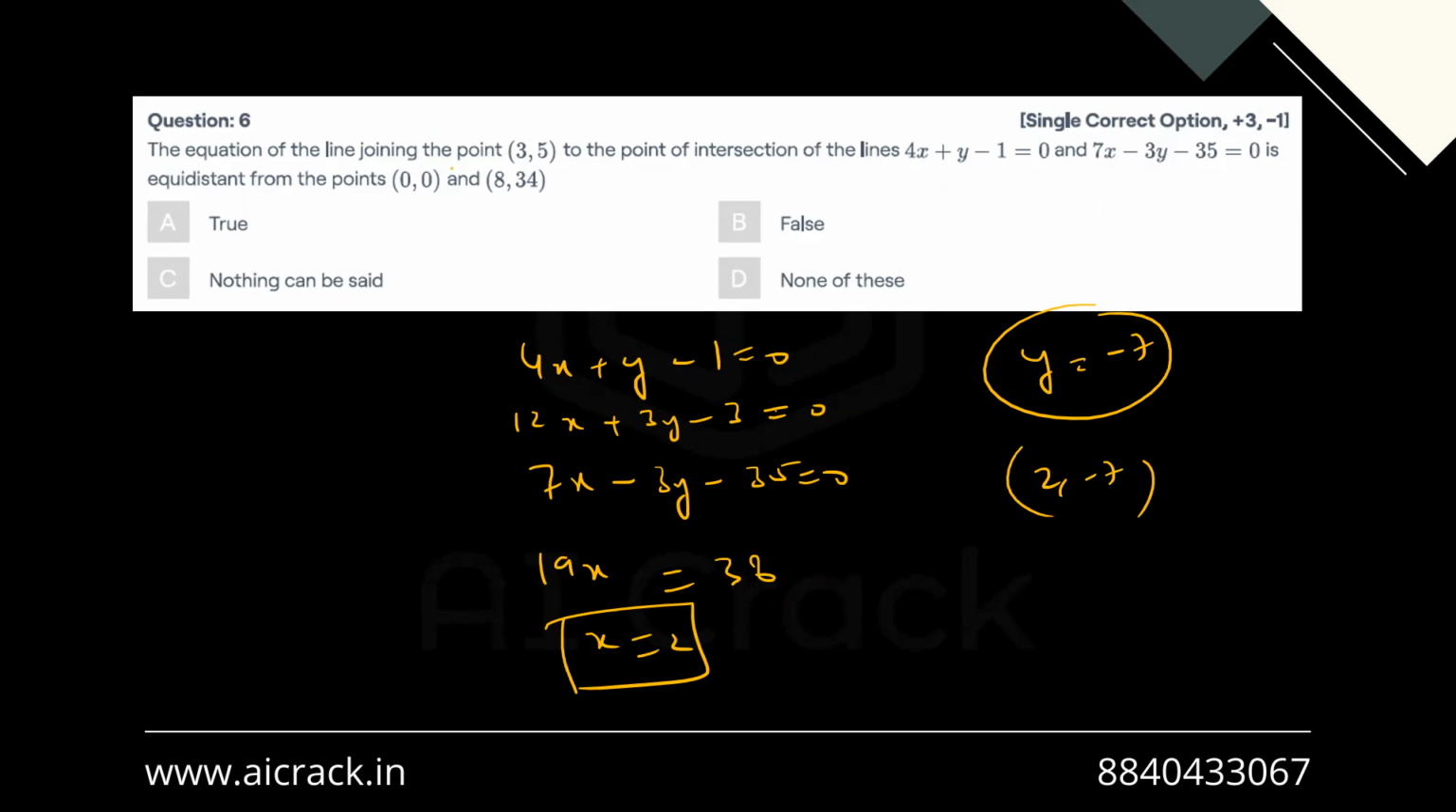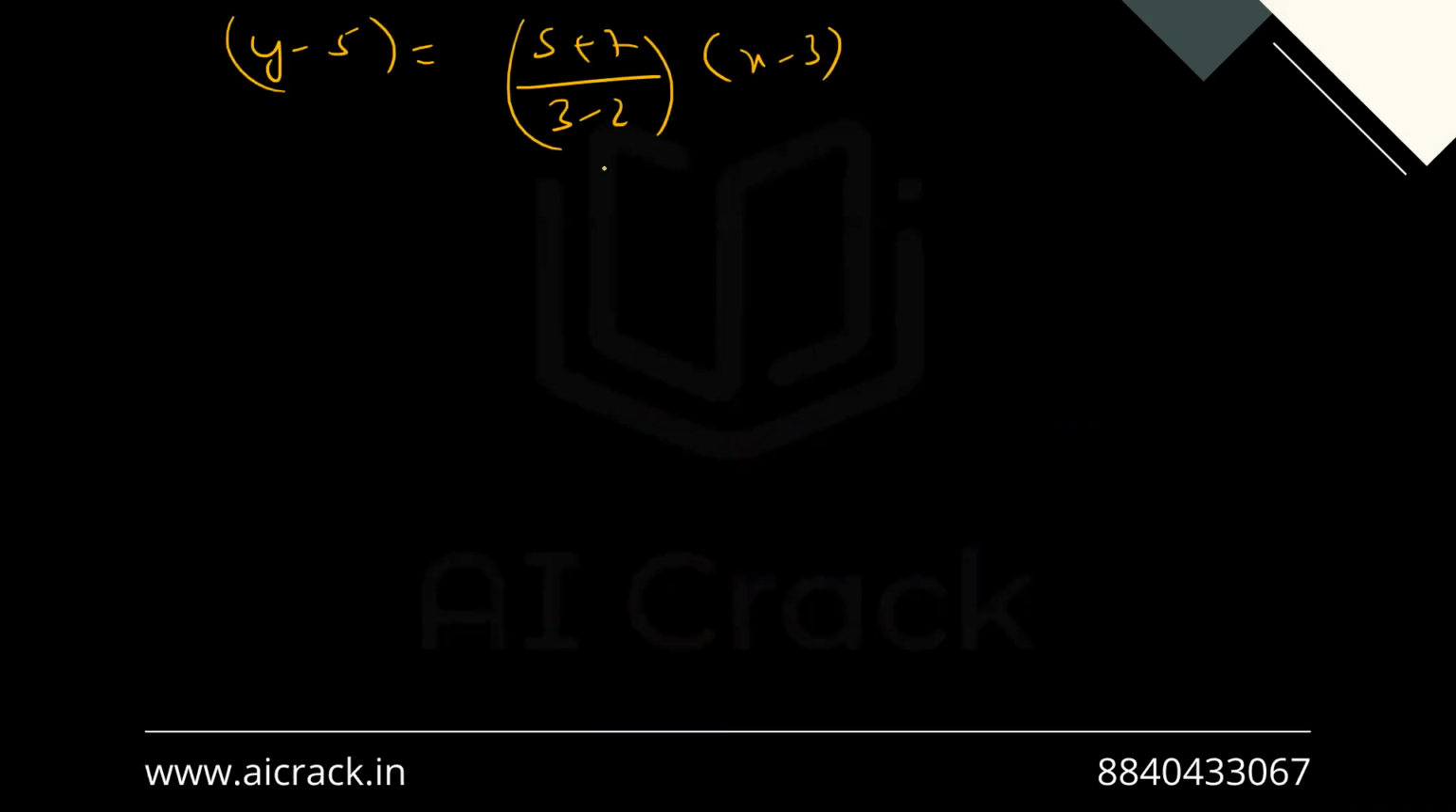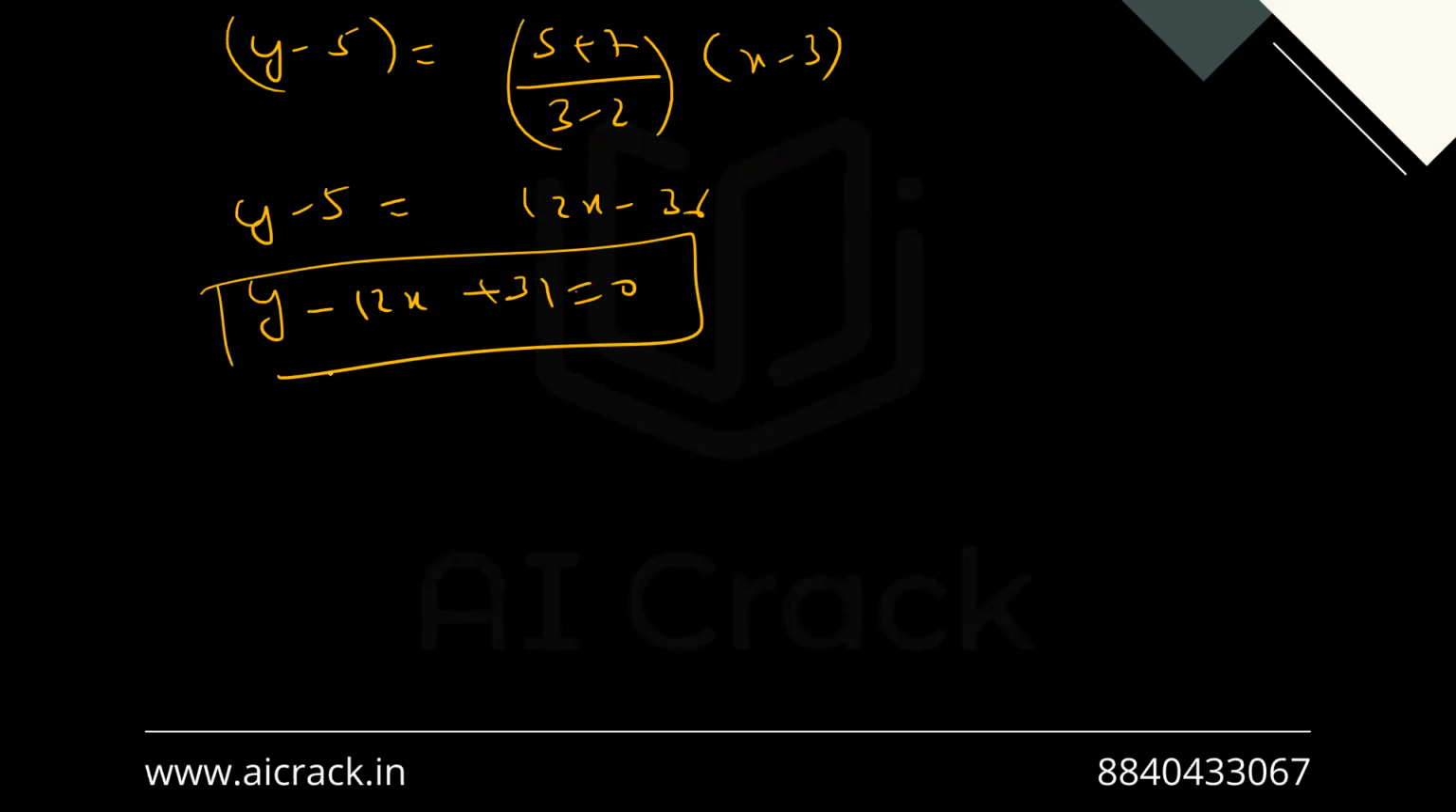And we have to find out a line joining the points (3, 5) and (2, -7). So for that I'll be writing it directly with the two-point format. y - 5 = (5 + 7)/(3 - 2). That is the slope, right? And multiplied by (x - 3). Okay. So that would give me y - 5 = 12 times (x - 3), basically 12x - 36. So y - 12x + 31 = 0. So this is the equation of the line.